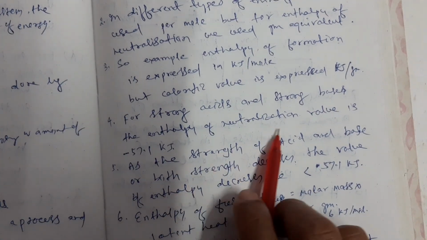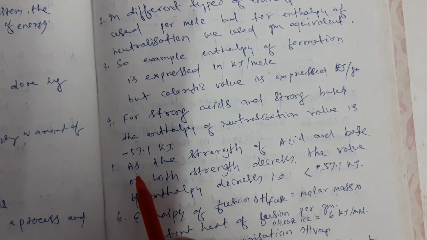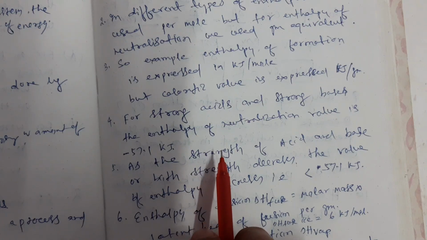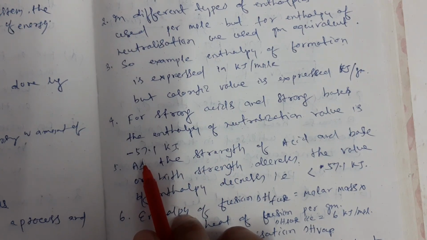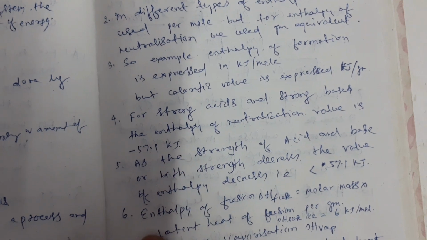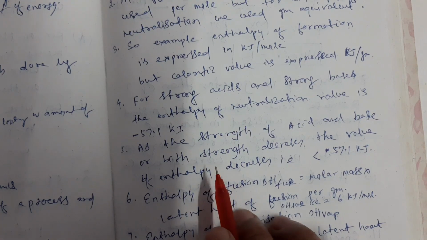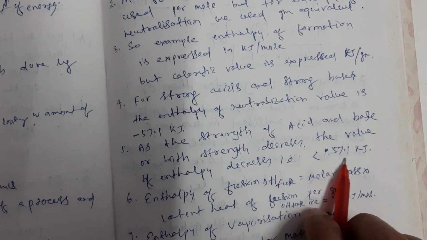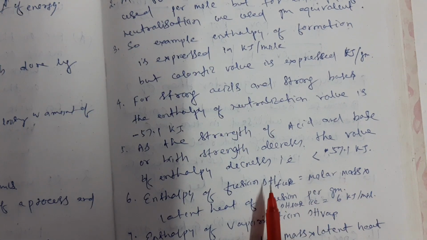Next point. For strong acids and strong bases, the enthalpy of neutralization value is minus 57.1 kilojoule. It is an exothermic reaction, therefore delta H is negative, that is minus 57.1 kilojoule. But if you change the strength of acid and base, then the value decreases from 57.1 kilojoule. It will be 55, 54 like this.